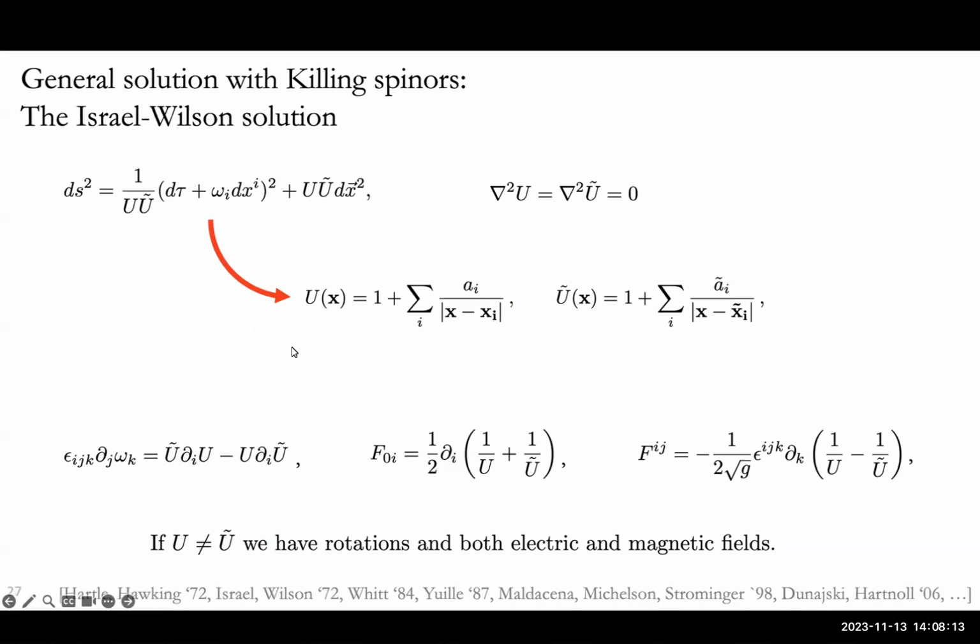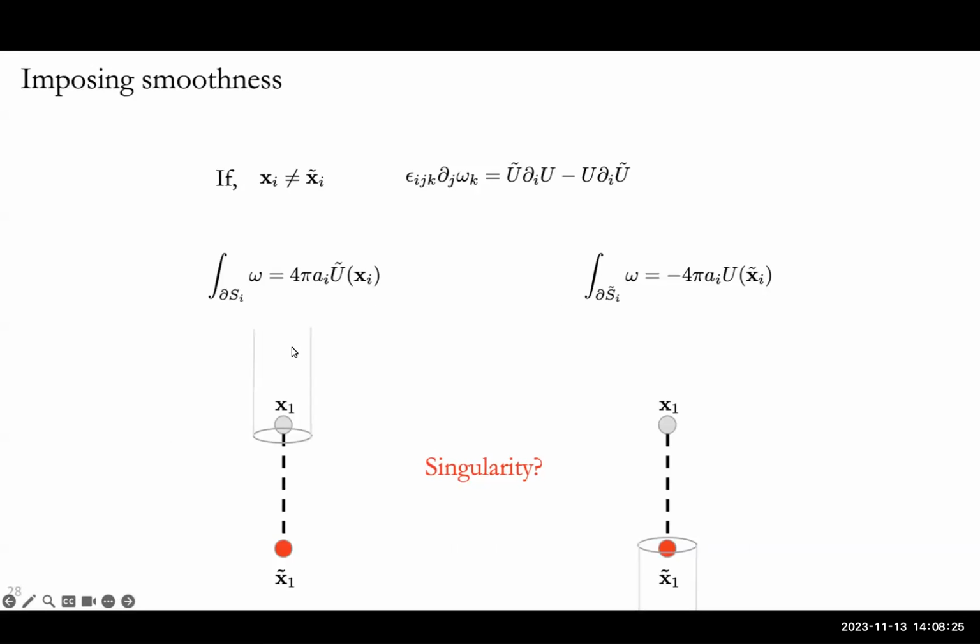So far, this is the most general solution that solves the local equations of motion, but we have to impose the fact that the space-time actually needs to be smooth everywhere. So we want to impose that there are no singularities in this geometry.